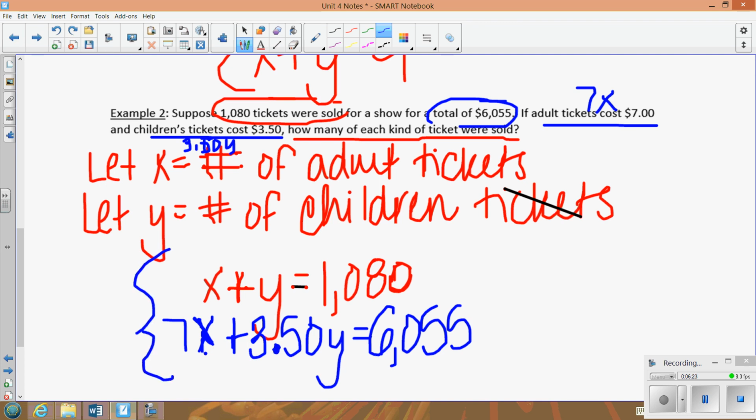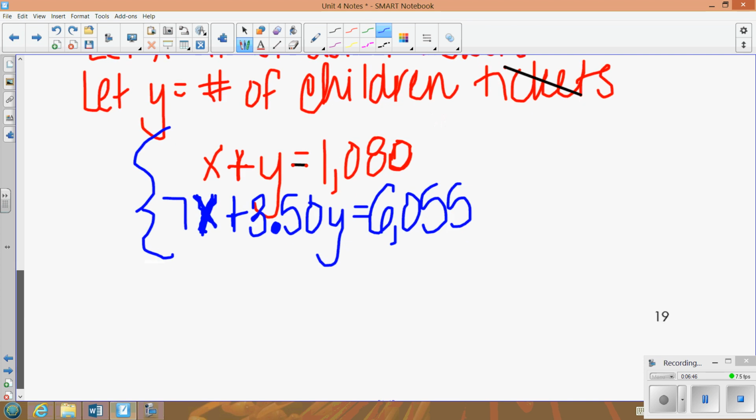Now when you solve this system, I would recommend using elimination, because if you look, it's already lined up where it's x plus y equals 1080, 7x plus 350y equals 6055. You could eliminate, like let's say you eliminate the x's by multiplying the top equation by -7. So it's already set up kind of for elimination.